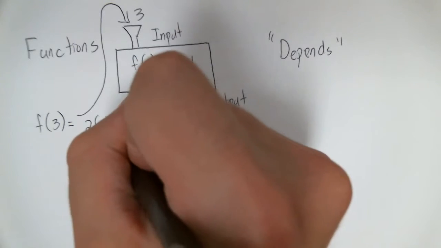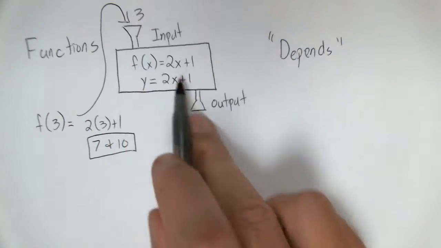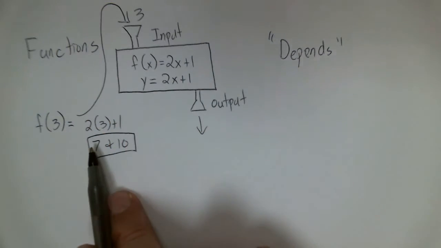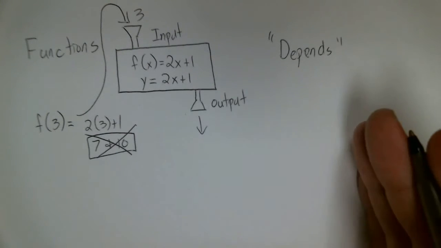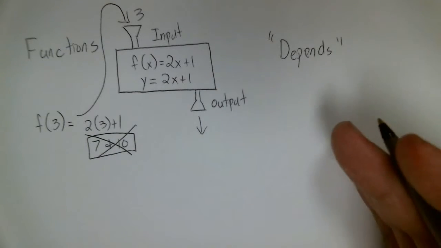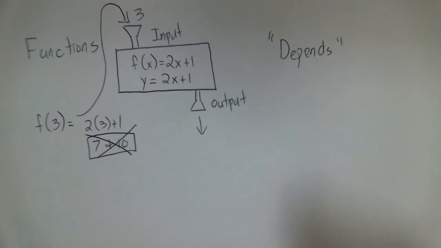I can't have two different answers. I can't stick 3 into my machine and have my equation spit out 7 and 10. That would not be a function. One quantity depends on another. Y depends on X, and I can only have one output for each input.